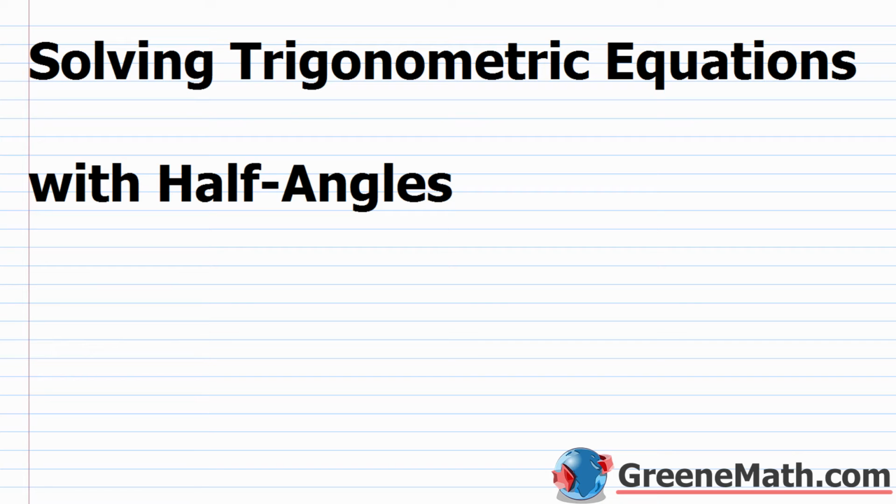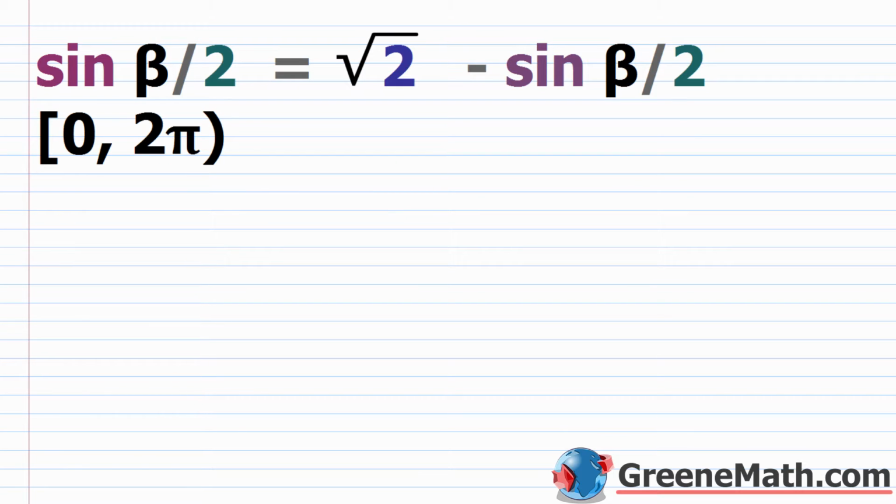In this lesson, we want to talk about solving trigonometric equations with half angles. All right, so let's start off with a very easy example. So we have the sine of beta over 2 is equal to the square root of 2 minus the sine of beta over 2. We have a little domain restriction, or you could say you're solving over an interval. In this case, it's from 0 to 2 pi, with 0 being included, okay?